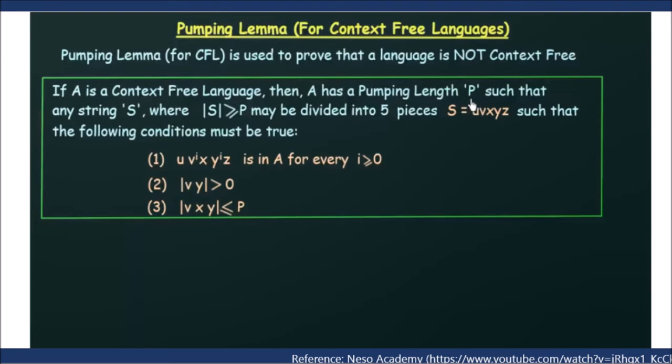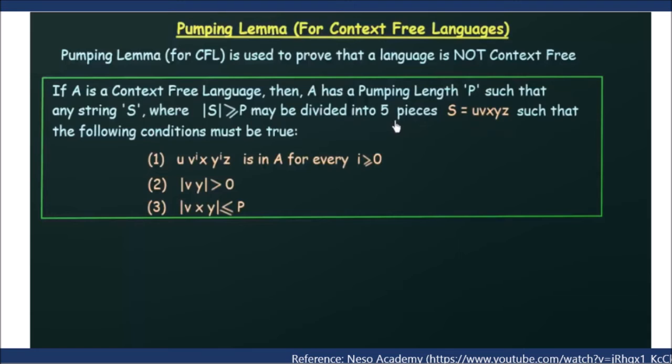So we don't know what the pumping length P is, but there will be some pumping length such that any string S from this language A, where the length of S is greater than or equal to the pumping length P, can be divided into 5 pieces such that S equals U, V, X, Y, and Z.